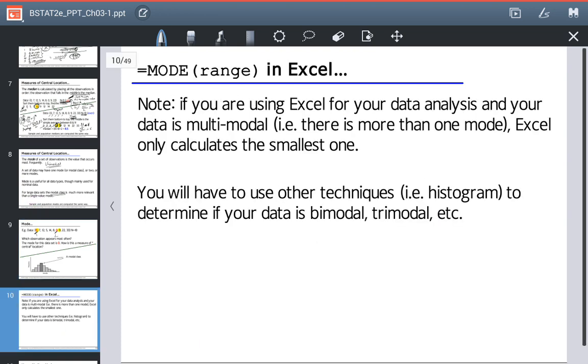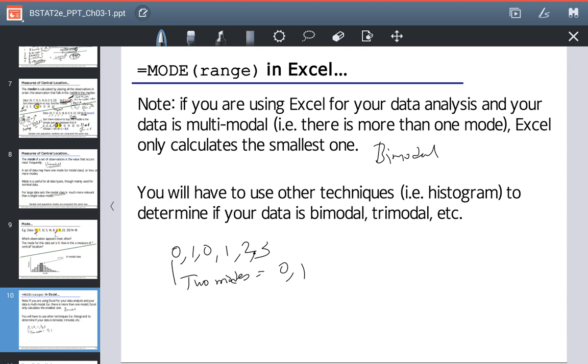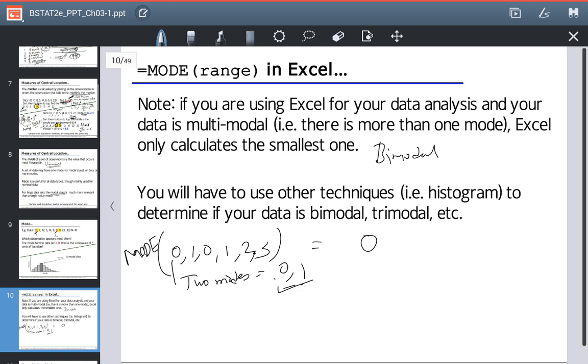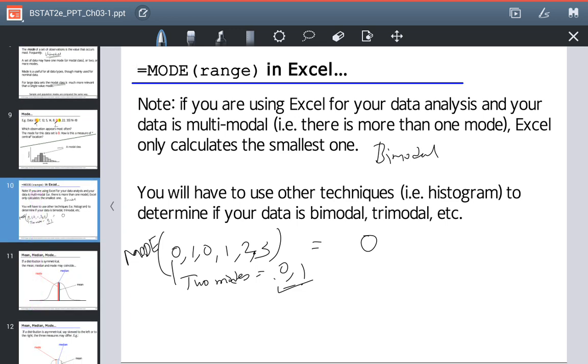If you're using Excel and the distribution is bimodal, that means it has 2 modes. So again, we'll go back to our example 0 1 0 1 2 3. Here there are 2 modes, 0 and 1, because 0 and 1 both occur 2 times while other values occur 1 time. If you're using Excel to find this mode, it will always give you the minimum value. So if I put these values in Excel and use the function mode, it will always give me the minimum value, that's 0, out of this 0 and 1. So be cautious about that.